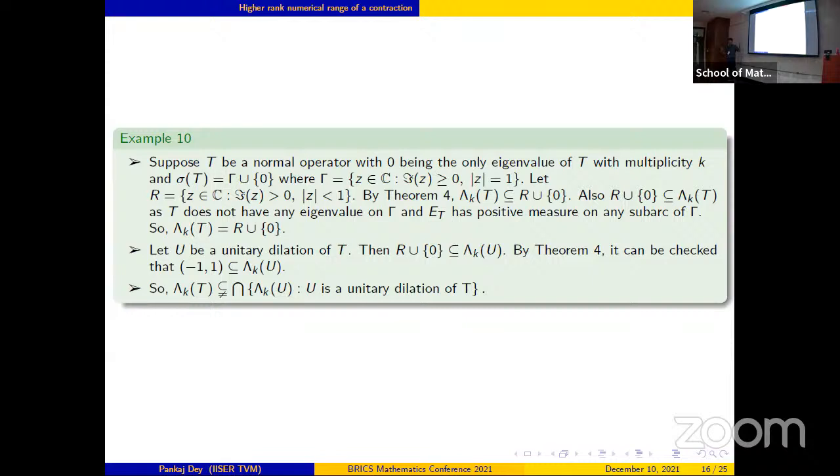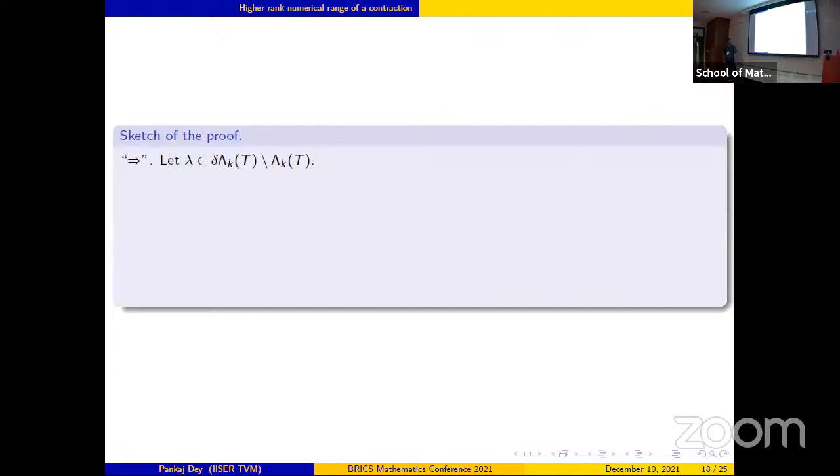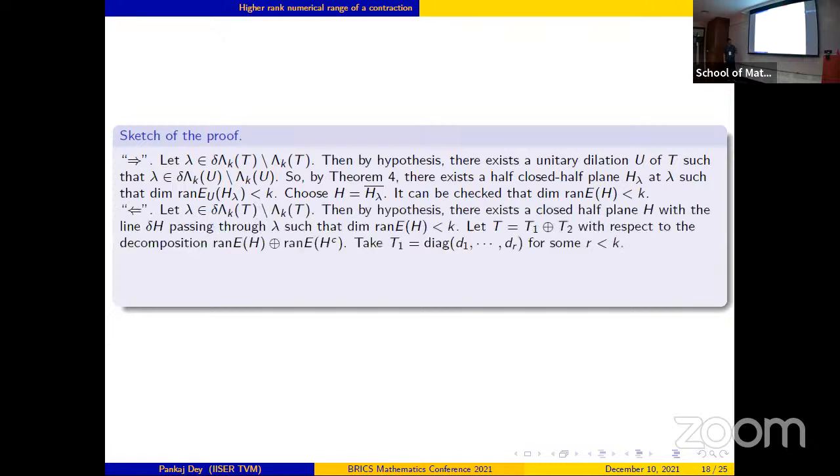If you observe here, for the point 0, there does not exist any closed half plane whose spectral dimension is less than k, and that turns out to be the equivalent condition for the equality to occur for a normal operator. And just a quick sketch. For k equal to 1, the same condition has been given before, and that condition turns out to be only necessary, not sufficient. So our condition not only rectifies the mistake, but also generalizes for higher k. So I'll just skip the proof.